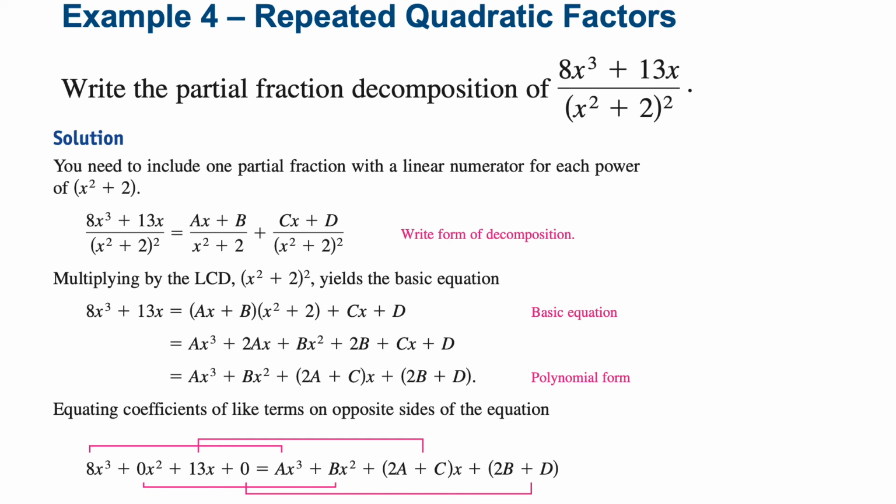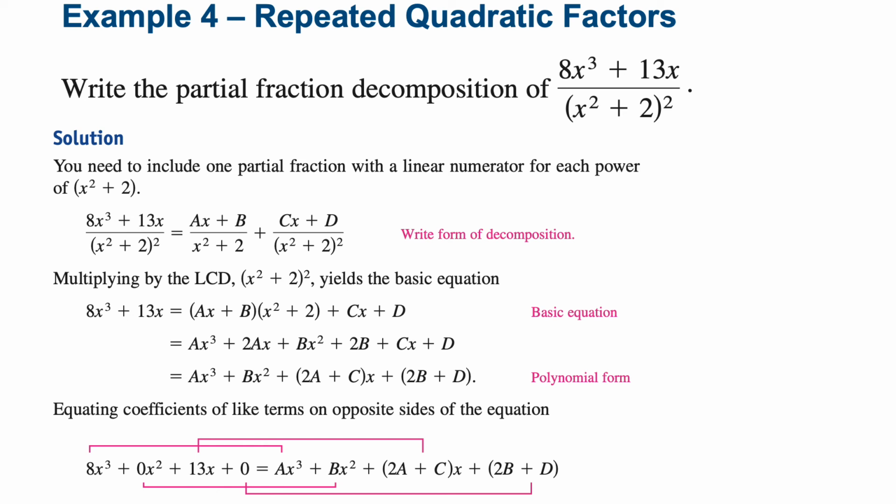And then the rest is very similar to what we just did. So we multiply everything by the LCD, okay? And then on the left-hand side, you will get 8x cubed plus 13x. And on the right-hand side, things cancel out. We get ax plus b times the quantity x squared plus 2 plus, and then this will totally cancel out, so we just get cx plus d. Okay, so then let's multiply this.